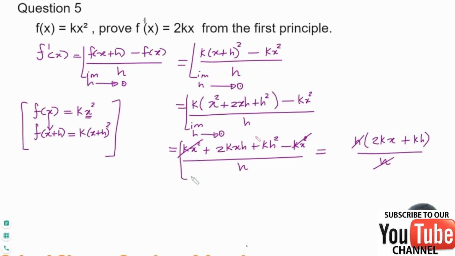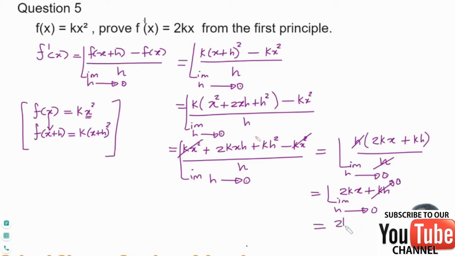So I have to write the limit. Make sure that you write it for each and every step, because this is true only as h becomes a small value. So limit as h goes to 0. Now if you see the equation, 2kx plus kh, limit as h goes to 0. And kh goes to 0 because h goes to 0. So the answer is 2kx. That's what they ask you to prove. You can see that they ask you to prove 2kx, so 2kx is the answer.